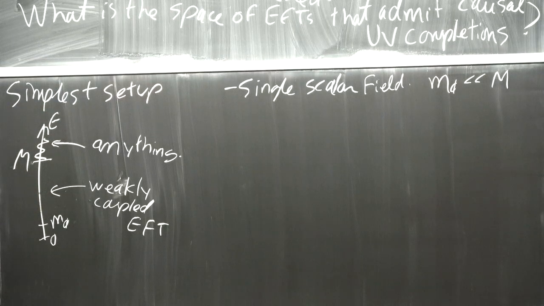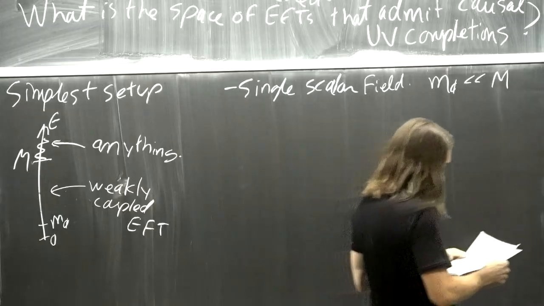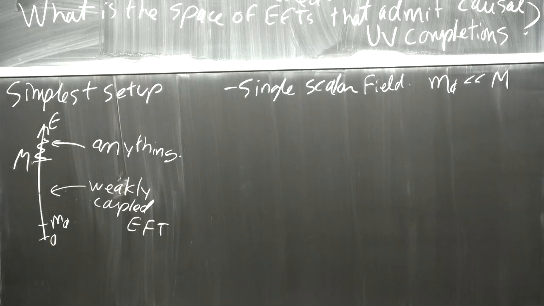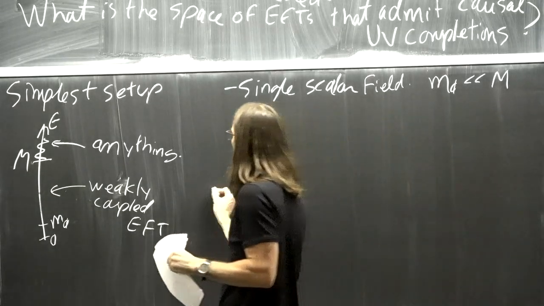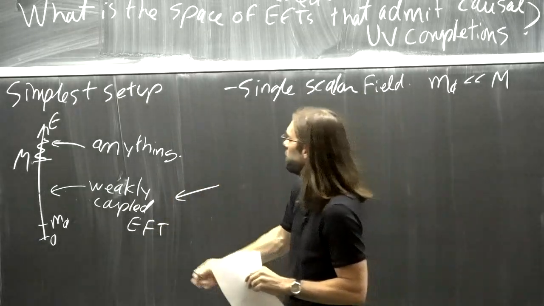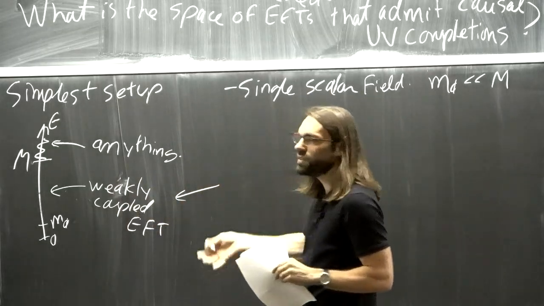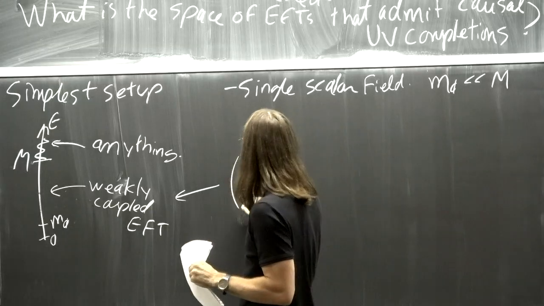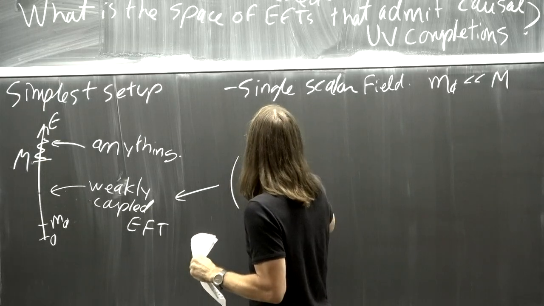Then maybe I can give an example of weakly coupled EFTs that are not of the single scalar type. There are actually a lot of interesting weakly coupled EFTs that one can study in nature. An example here would be pions in large N QCD.